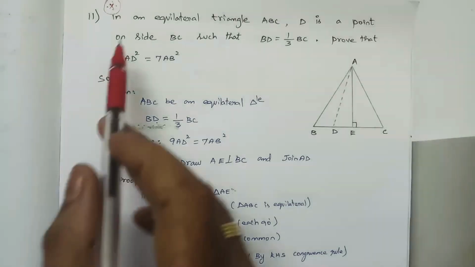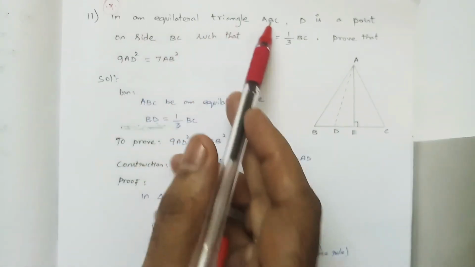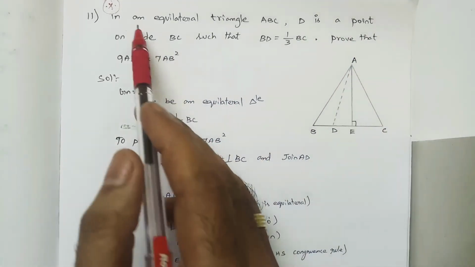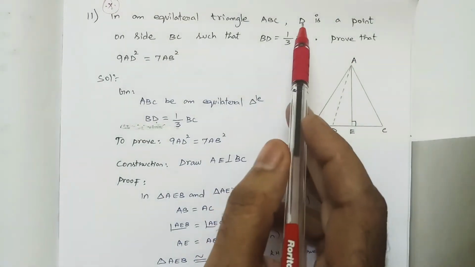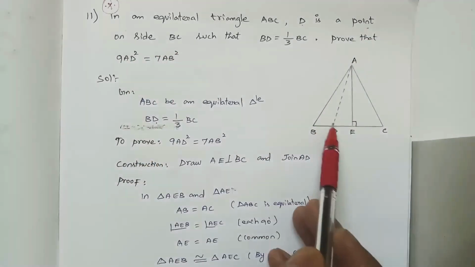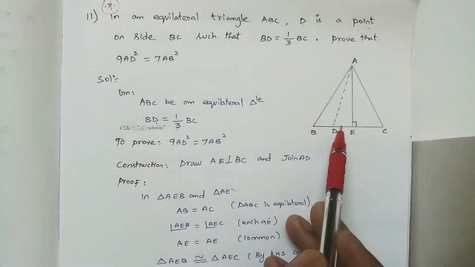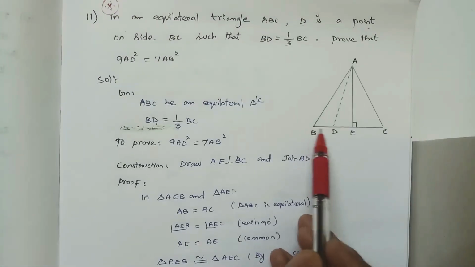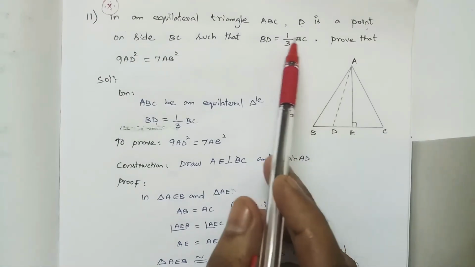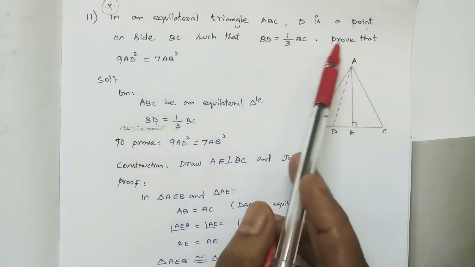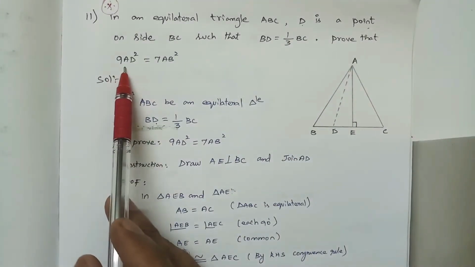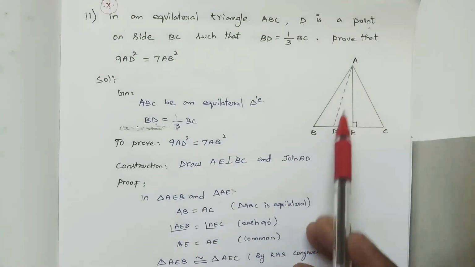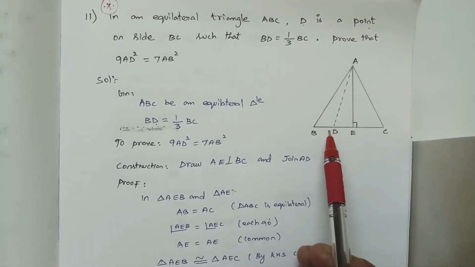In an equilateral triangle ABC, D is a point. They didn't give the diagram, so we have to draw it. ABC is an equilateral triangle, and D is a point on side BC such that BD is equal to 1 by 3 of BC. Prove that 9AD square is equal to 7AB square.